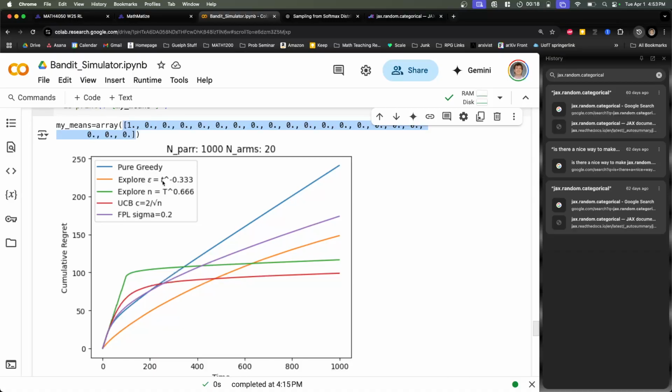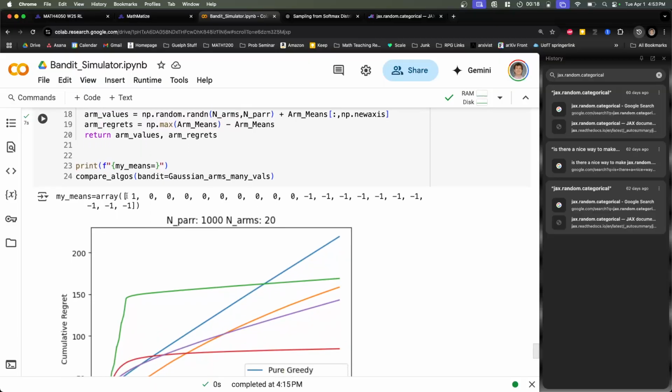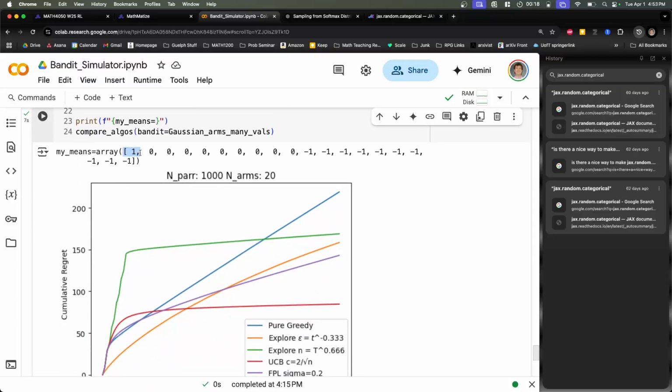So I tried a different situation, which might be more like tic-tac-toe or something. In this situation, there's one arm that is good. There's 10 arms that are a tie. Imagine you're playing tic-tac-toe. There's one winning move. There's 9 moves that will lead you to a tie. And there's 10 moves that will lead you to a loss, right? And so what you really want to do is not accidentally play these bad moves, right?